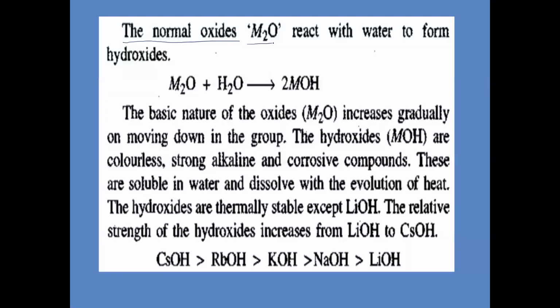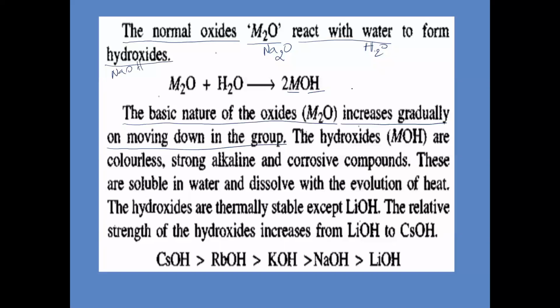oxides like monoxide M2O. Example, Na2O. The normal oxides react with water, react with H2O, to form hydroxides. Hydroxides means like NaOH. When Na2O dissolves in water, we get NaOH. See, when M2O dissolves in water, we get MOH. That is hydroxide. The basic nature of oxides increases gradually on moving down the group.